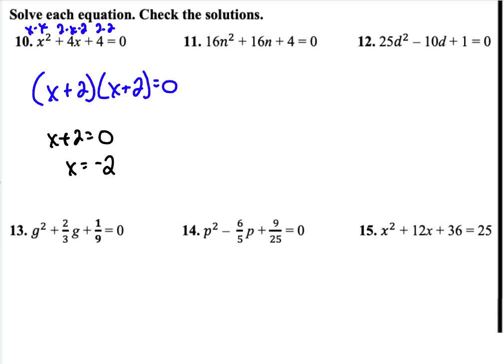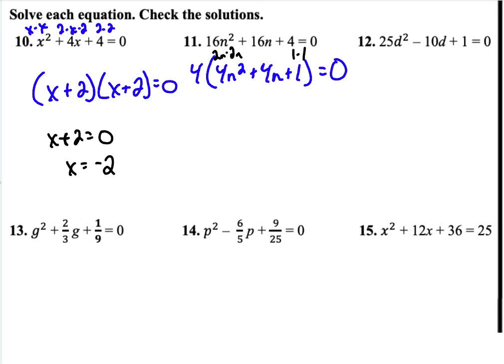Next one, 16n squared plus 16n plus 4. So you might notice that I have a common factor in all of them. I could divide a 4 out of all of them. So I get 4n squared plus 4n plus 1. Now I check to see if it fits my perfect square. Well, this is 2n times 2n. This is 1 times 1.